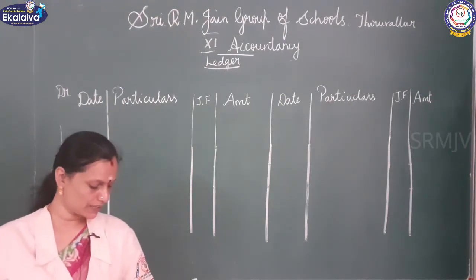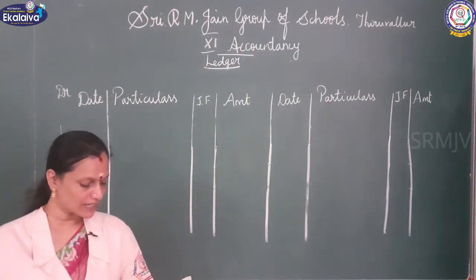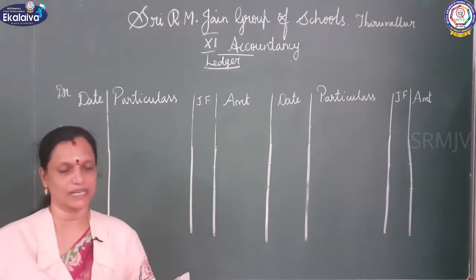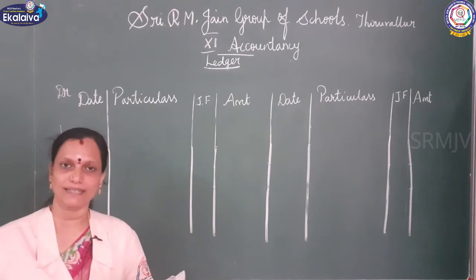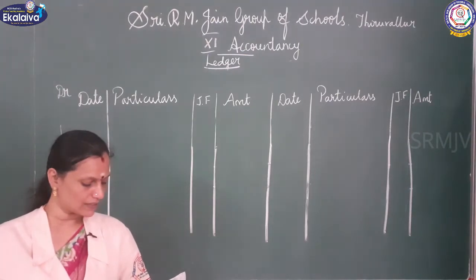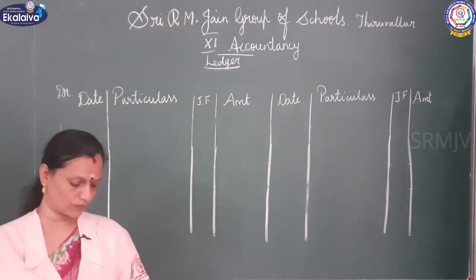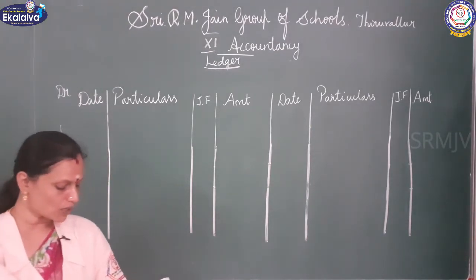Next we move on to the another sum. Prepare furniture account from the following transaction 2016 January. So straight away we have to prepare the ledger in this sum. So January 1st furniture in hand 2000, and then purchased furniture for cash 4000, and then 30th sold furniture 400. Okay, so what we should do now?